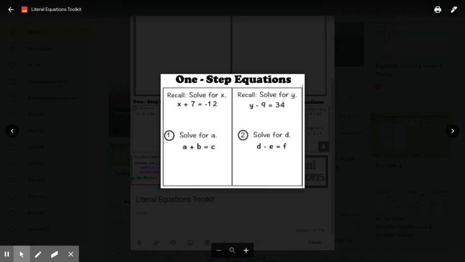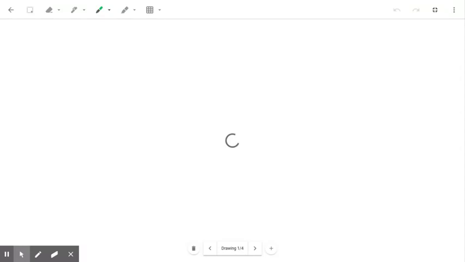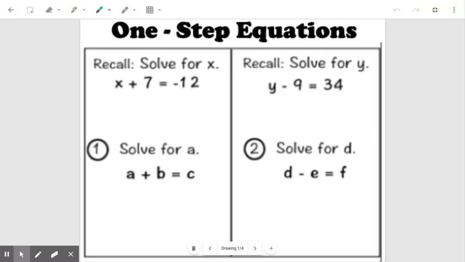All right, so we're going to start out with some one-step equations, some pretty straightforward ones. In each box, like this over here on the left, there's a recall statement, and then there is a problem. So we are going to recall something we already know and then apply it to a literal equation. For this first one, it says recall, and it says solve for x.